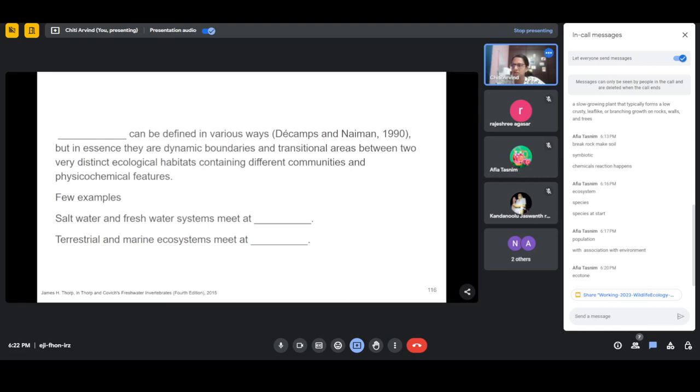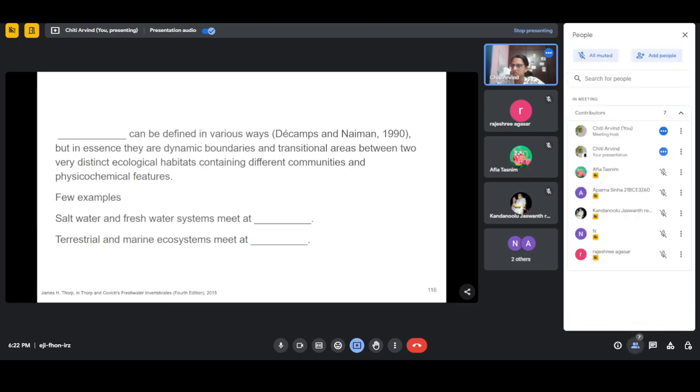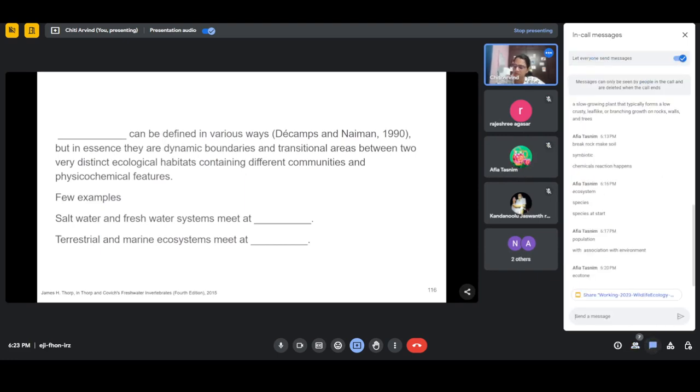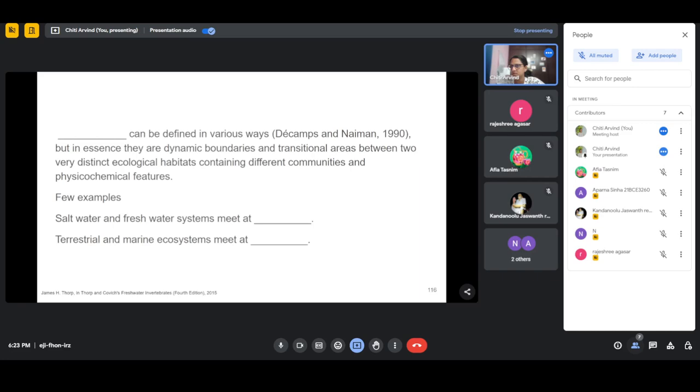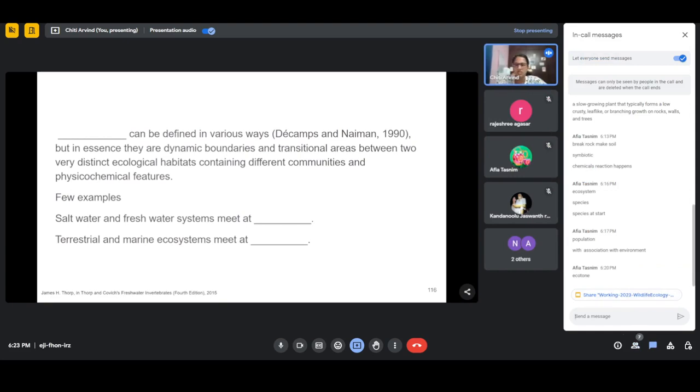Is there anybody who has not heard of this term, ecotone, amongst the set of people who are here? Everybody has heard of ecotone? Thumbs up to that, or thumbs down to that. We need some participation. Okay, apart from Rajeshri and Afia. Okay, well, we have no participation, so that's fine.